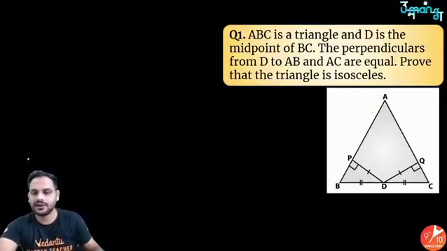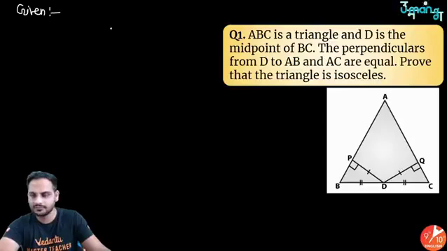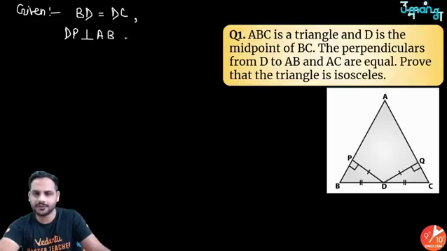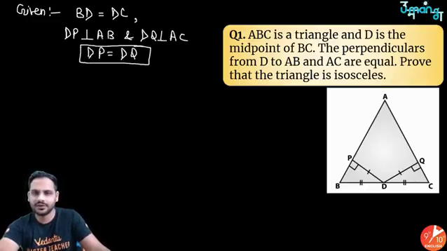So first thing, let us write what is given. Given things are, D is the midpoint, so BD is equal to DC. Then I know that DP is perpendicular to AB and DQ is perpendicular to AC, and it is given to us that DP is equal to DQ. These three things are given to us. You can clearly see I am getting two small triangles, triangle DPB and triangle DQC. So let us prove them congruent.